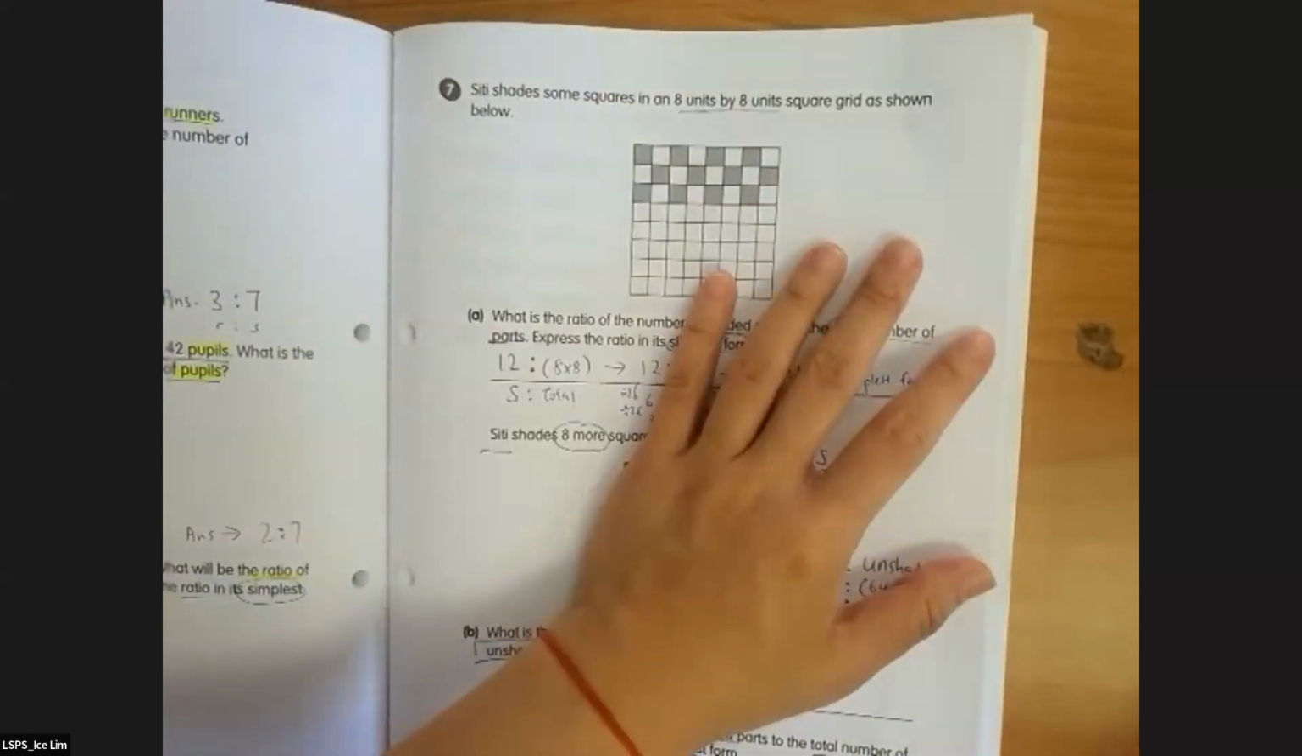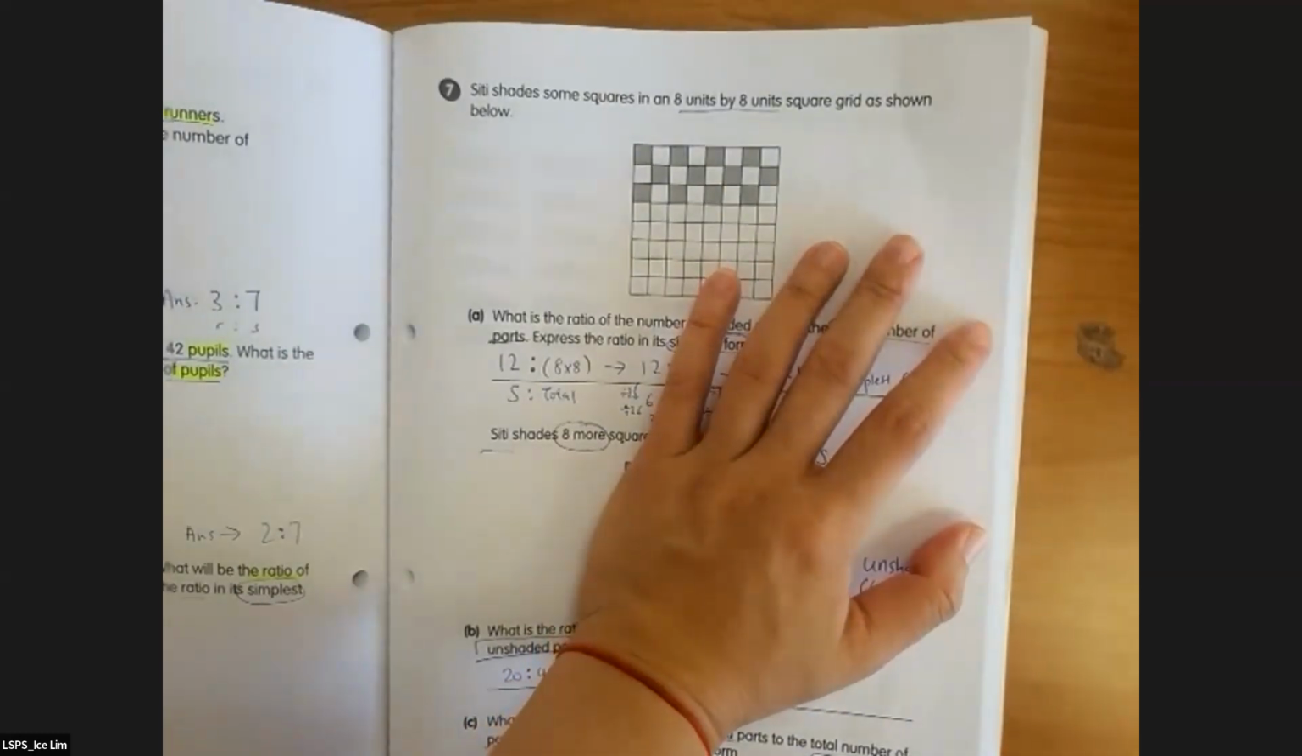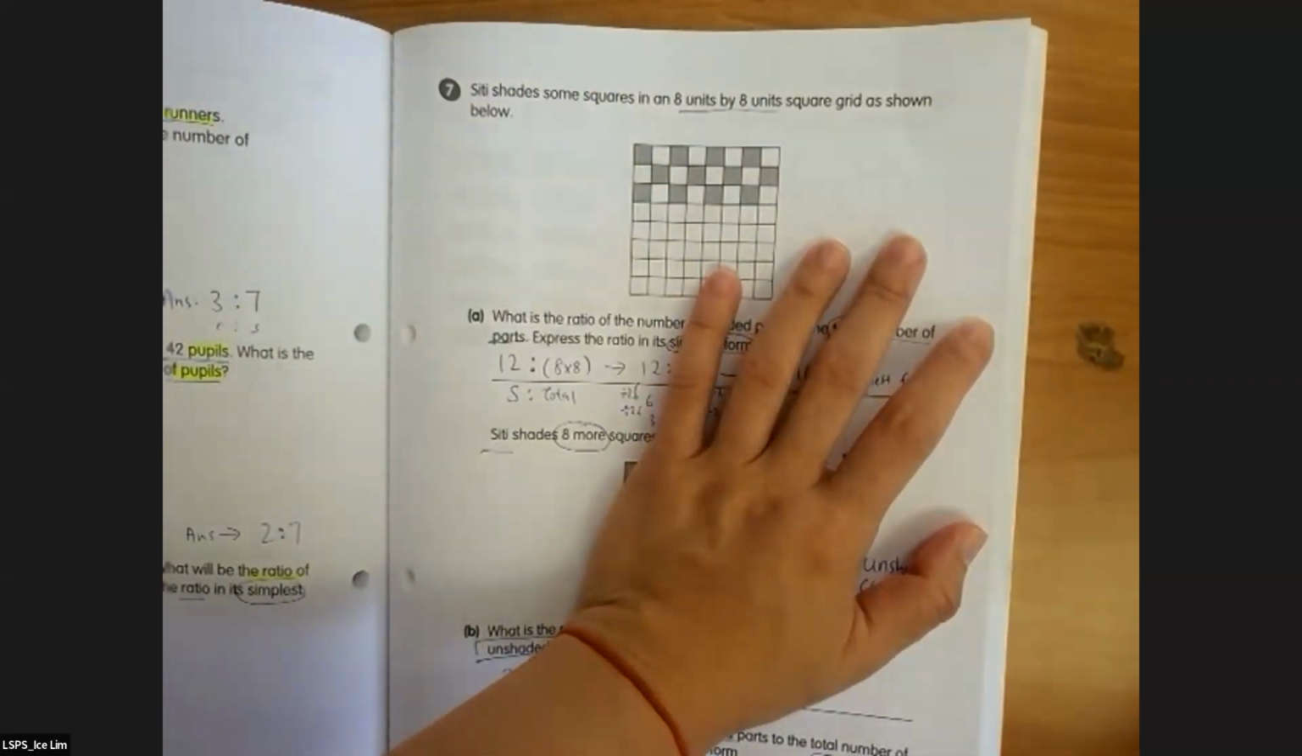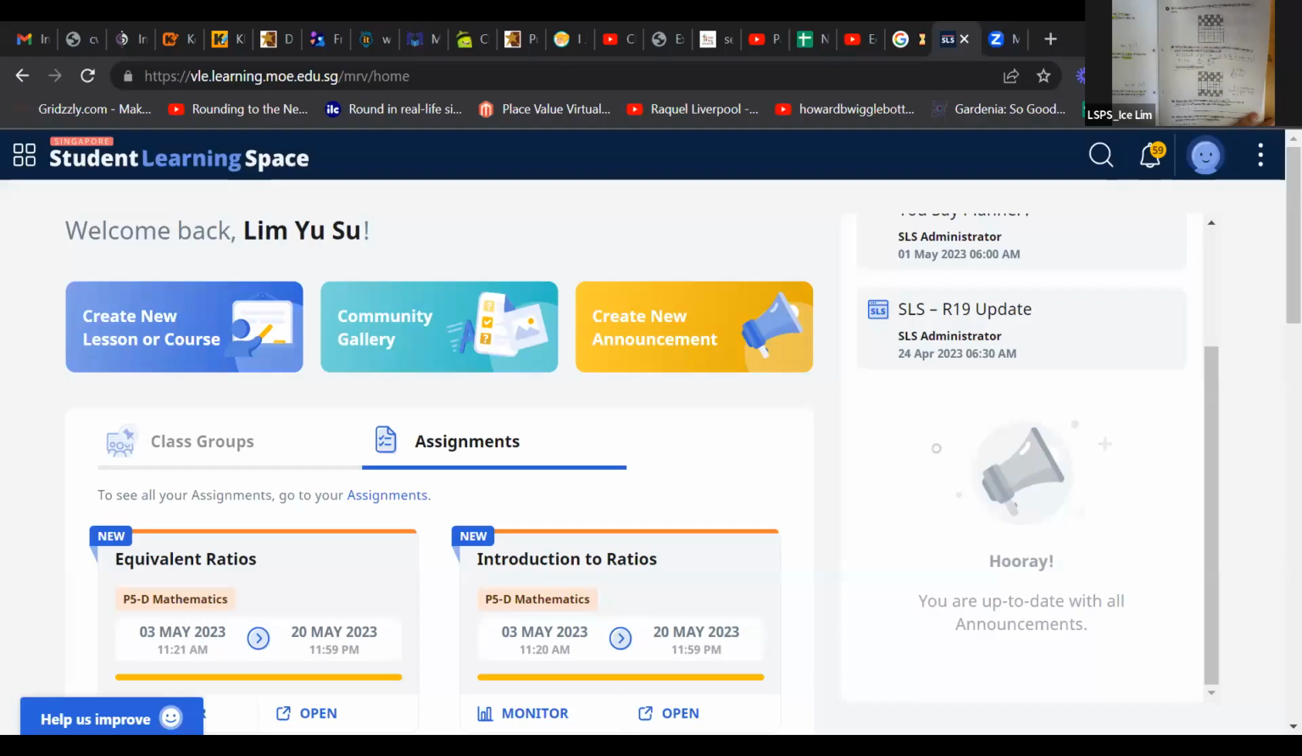Previously, I mentioned as well. Let me turn off my PowerPoint. Before I share that PowerPoint, let me share this first, on the SLS. Oh, you'll be needing this very soon.